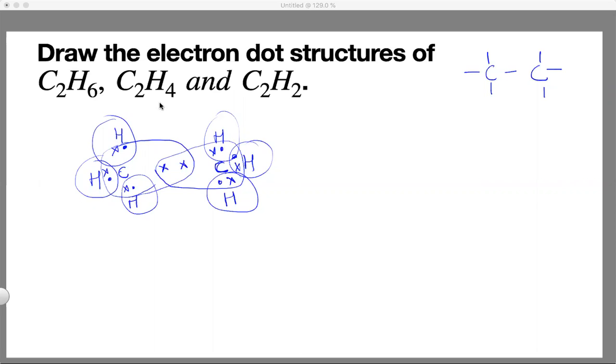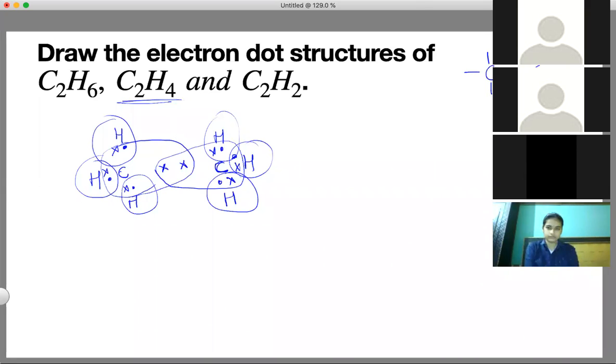So now what type of compound is this? Let's draw the electron dot diagram for this. Can somebody tell me what type of compound this is? It is an alkene. How do you find out that it is an alkene? By the number of atoms of hydrogen and carbon, not the number of electrons.